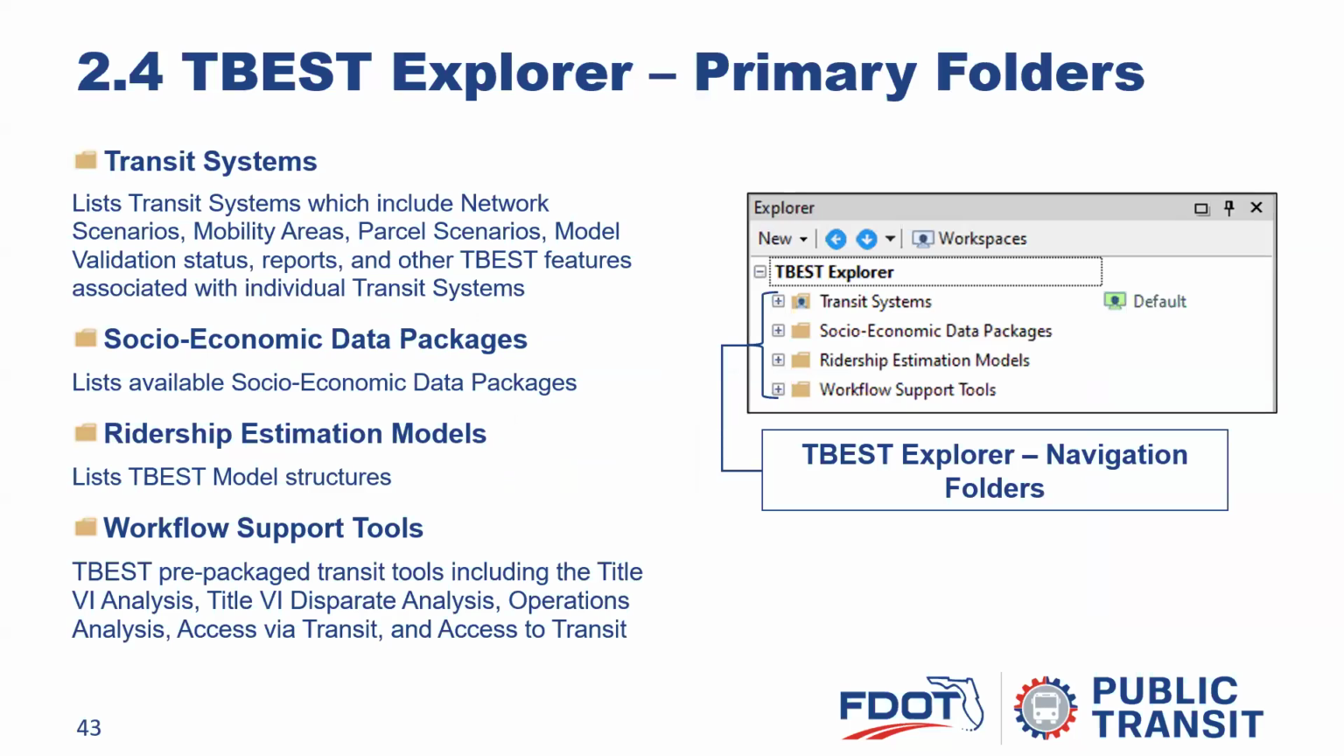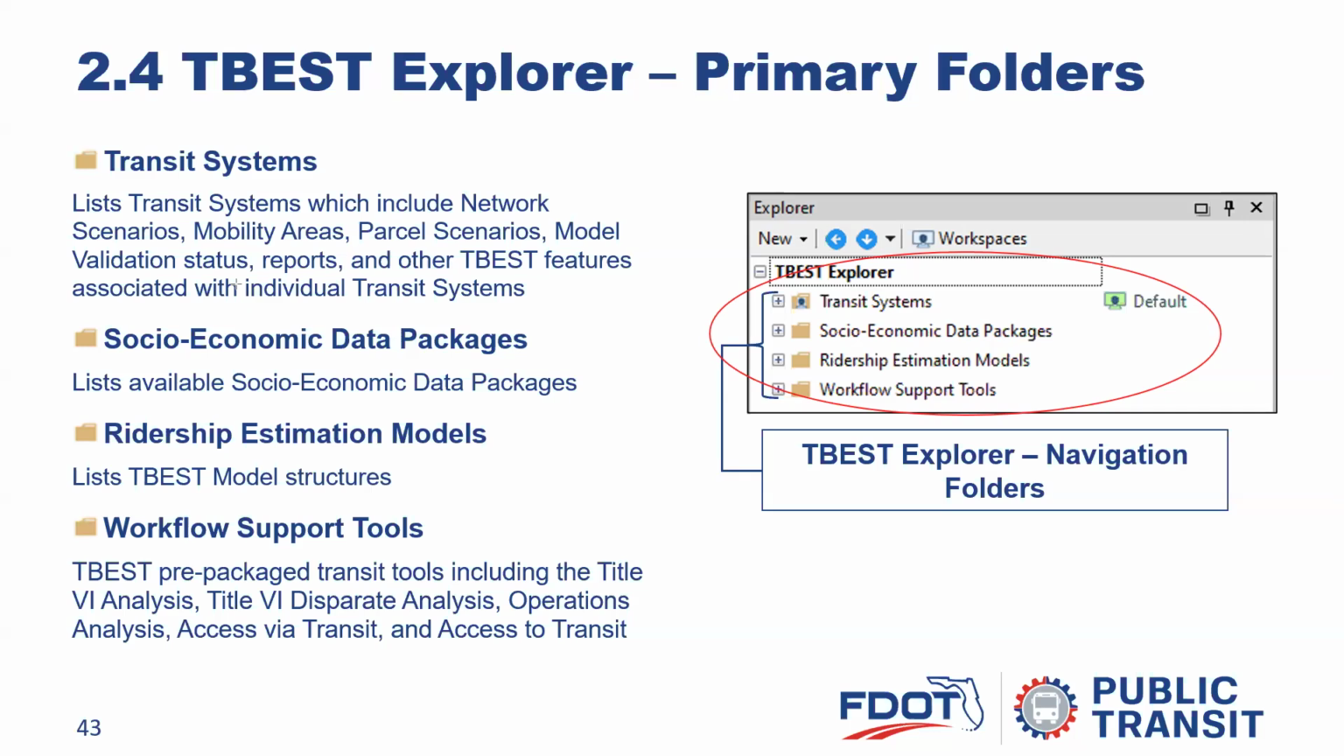All right, so just in terms of the main folders, the navigation folders that are in the TBEST Explorer window. We're really focusing on these folders. Transit systems, it's a list of transit systems, which include not only the main transit system folder, but underneath that folder, you have network scenarios. You can store mobility areas, parcel scenarios, model validation status. There are reports and TBEST features associated with individual transit systems.